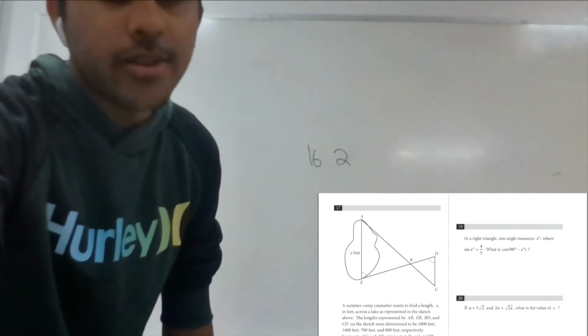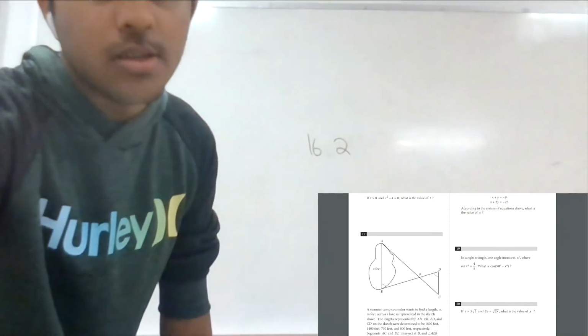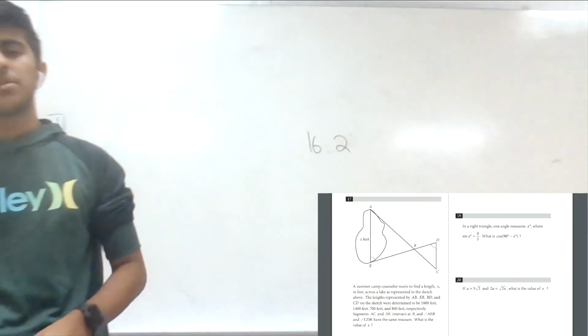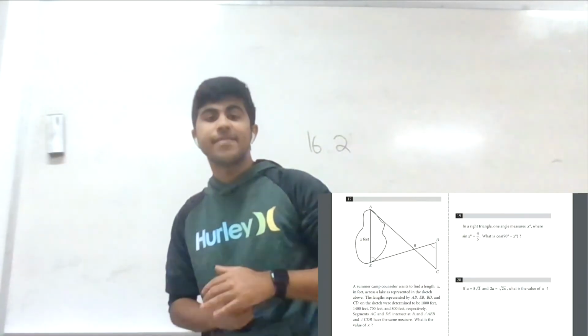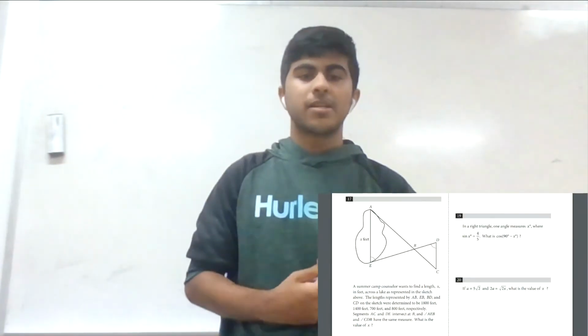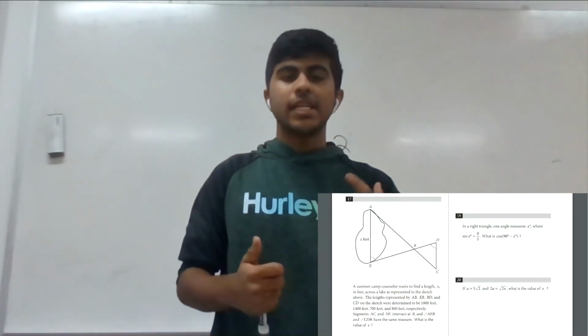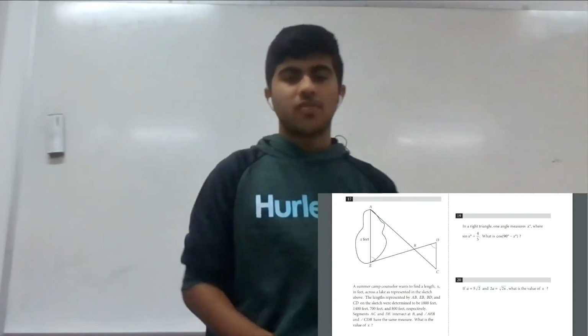Don't freak out about the drawing. That's the whole question. You can just look at this. A summer camp counselor wants to find a length x in feet across a lake as represented in the sketch above. The lengths represented by AB, EB, BD, and CD on the sketch were determined to be those values.